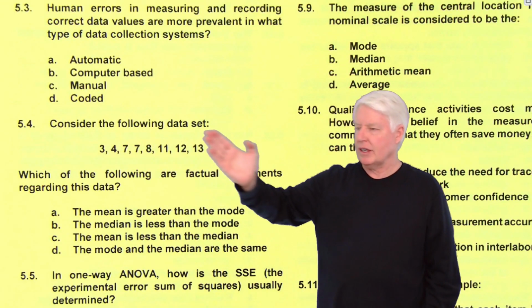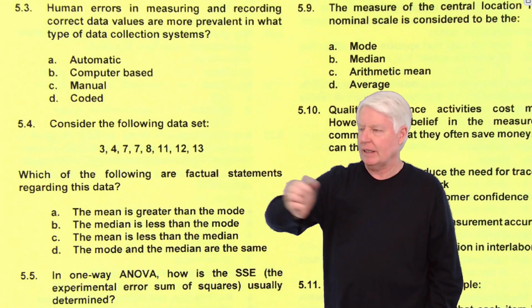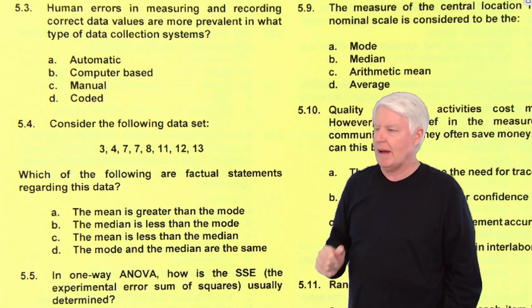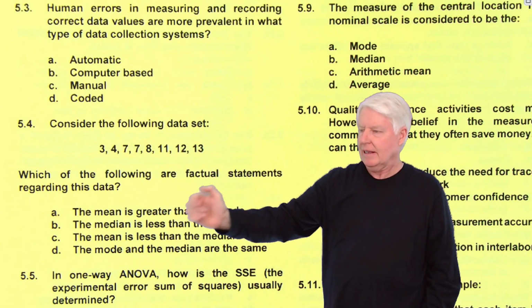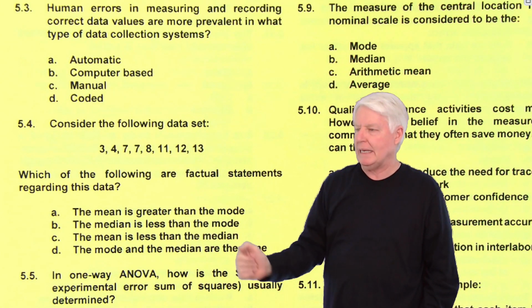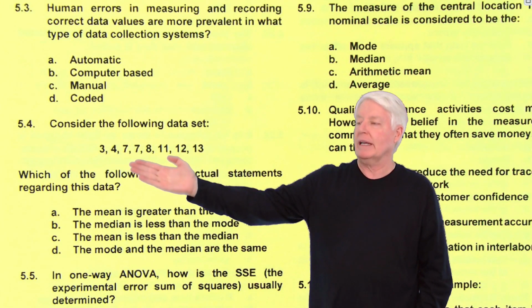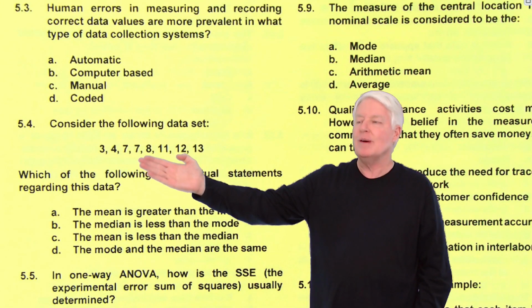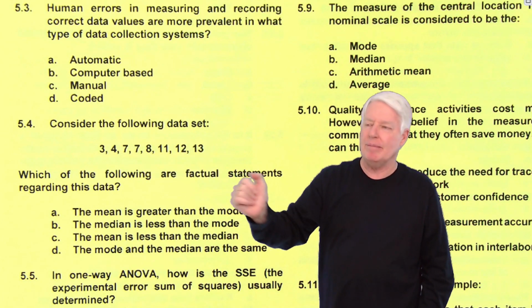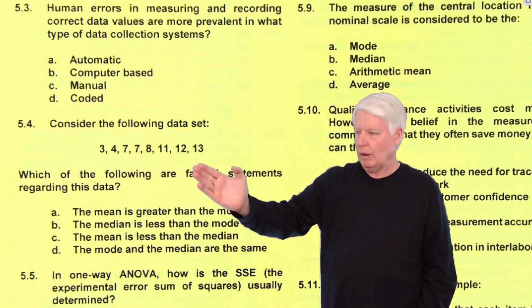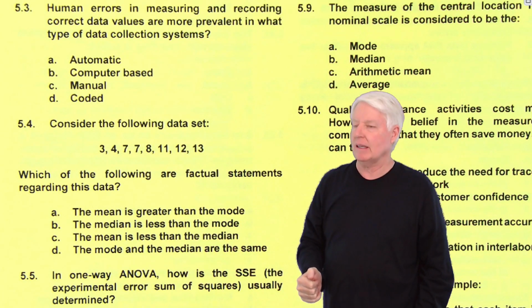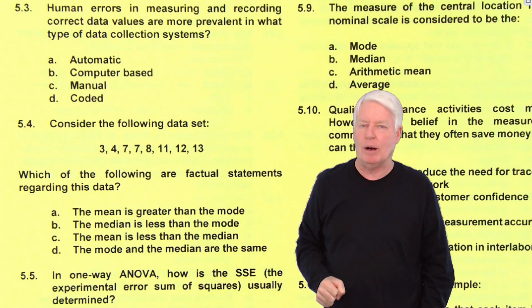Now, question 4, consider the following data set, and you have all these numbers. Which of the following are factual statements regarding this data? Then it talks about means, modes, medians. So let's go to the whiteboard and calculate the mean, median, and mode. And once we have that, we can answer this correctly. But let's go to the whiteboard and help you out with this one.